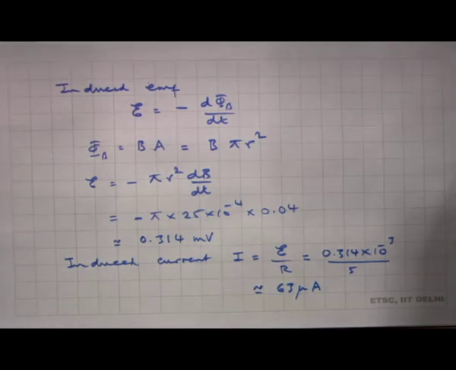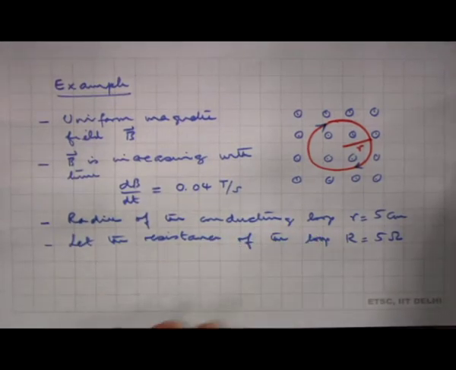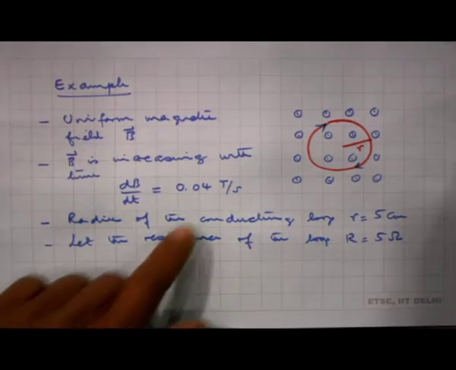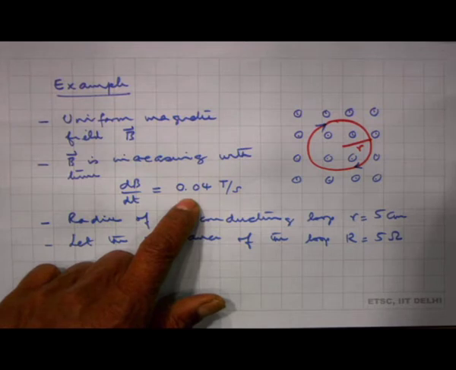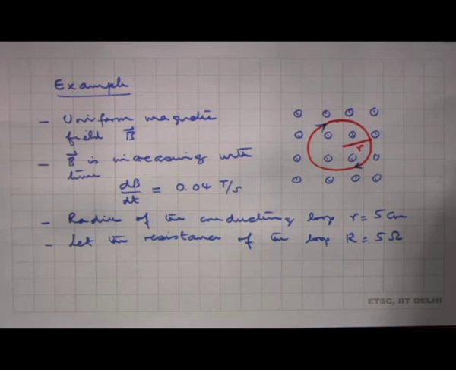So, there is an induced current of 63 microamperes in this loop. As you increase the magnetic field with time at this rate of 0.04 Tesla per second, this magnetic field will induce an EMF in this loop.